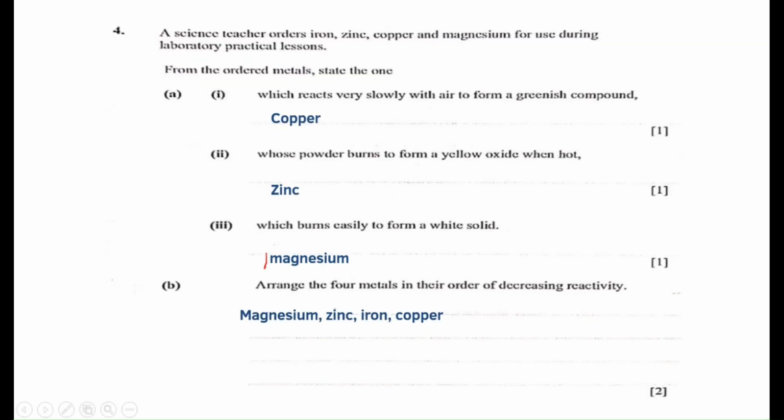Arrange the 4 metals in their order of decreasing reactivity. If they're decreasing reactivity, it means that the one which reacts the most is on top. Obviously, number 1 would have to be magnesium. And number 2, you'd have your zinc second. Then you'd have your iron. And then you'd have copper.